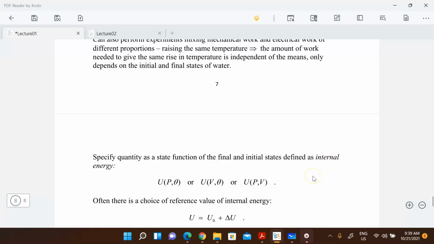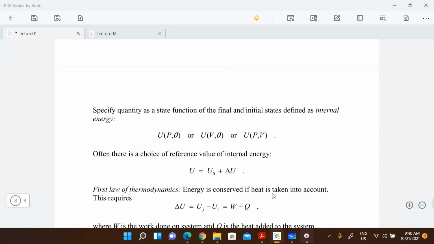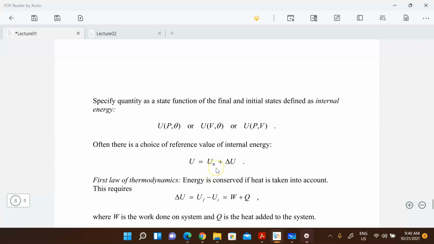So one can define a slightly abstract quantity called the internal energy. You can write your internal energy as a function of state variables. You can choose whichever two you want: pressure and temperature, or volume and temperature, or pressure and volume. It doesn't matter. And of course you can also have some reference value. That's not so important, but the one that's going to be important to us is the change in your internal energy.